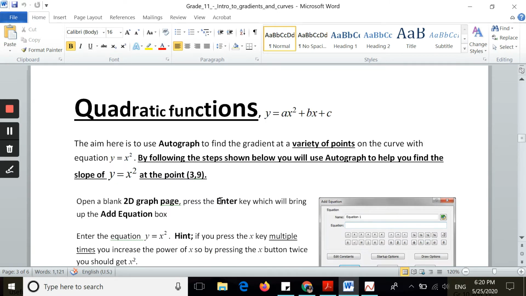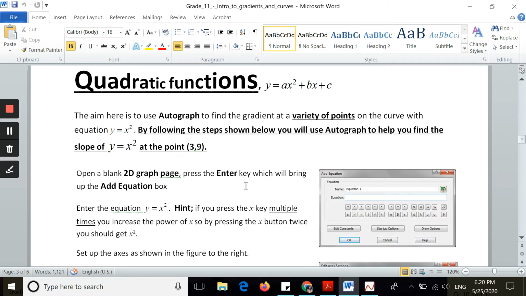Now we are going to move to the quadratic function. When you have a quadratic function, the shape is a parabola, which means here it's tricky. We know how to find the gradient of a line, but we do not know how to find the gradient of a quadratic function.